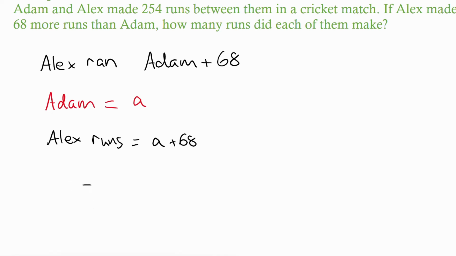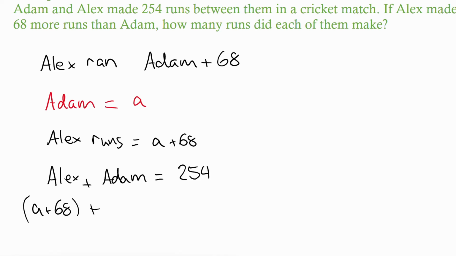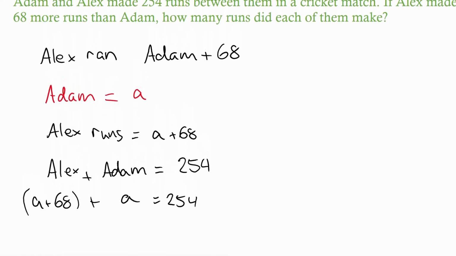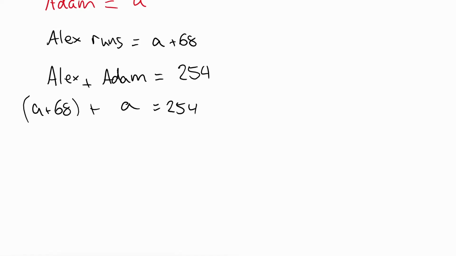So Alex plus Adam made 254 runs. We know Alex's runs was A plus 68, and Adam's was A. So I've converted Alex plus Adam equals 254 into an algebra expression: A plus 68 plus A equals 254. Let's simplify this by adding the like terms, so we end up with 2A plus 68 equals 254.